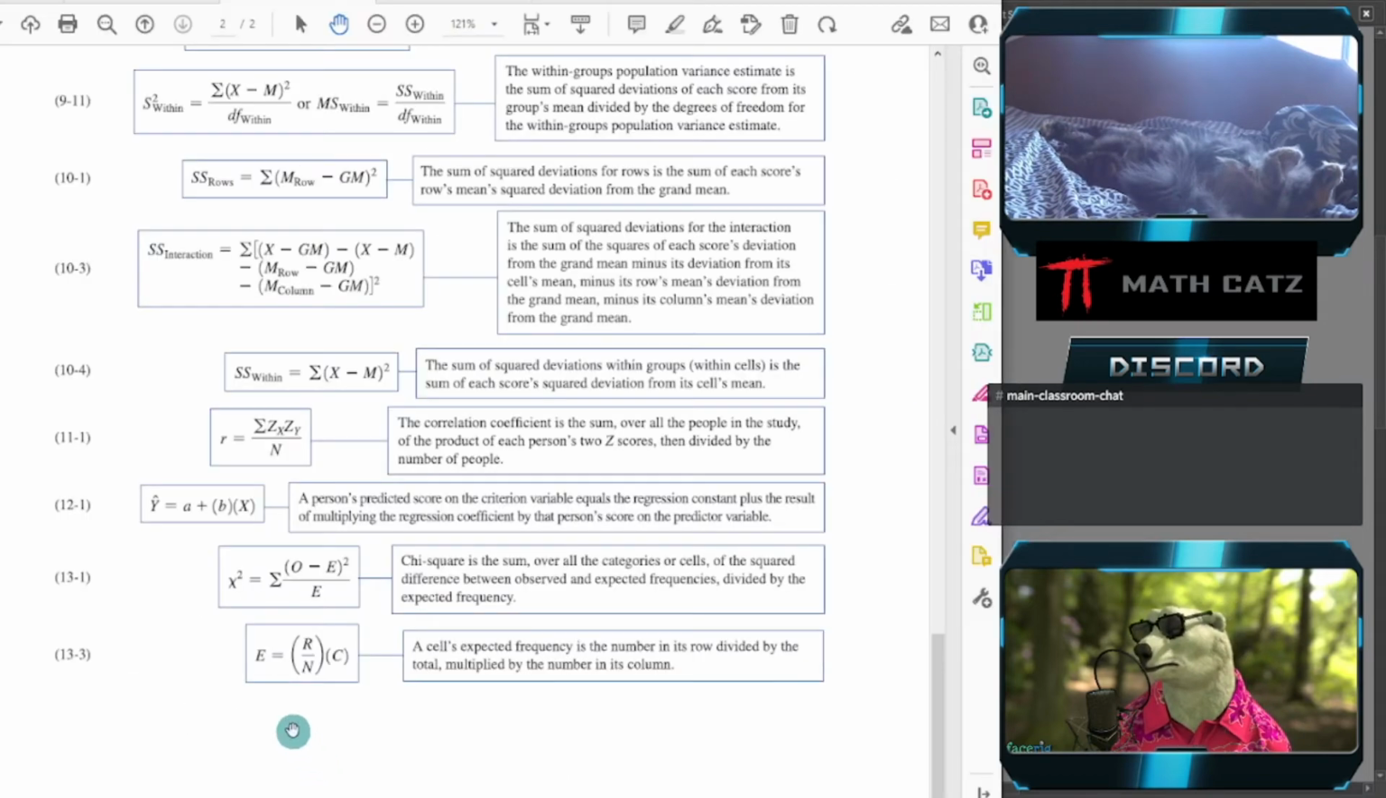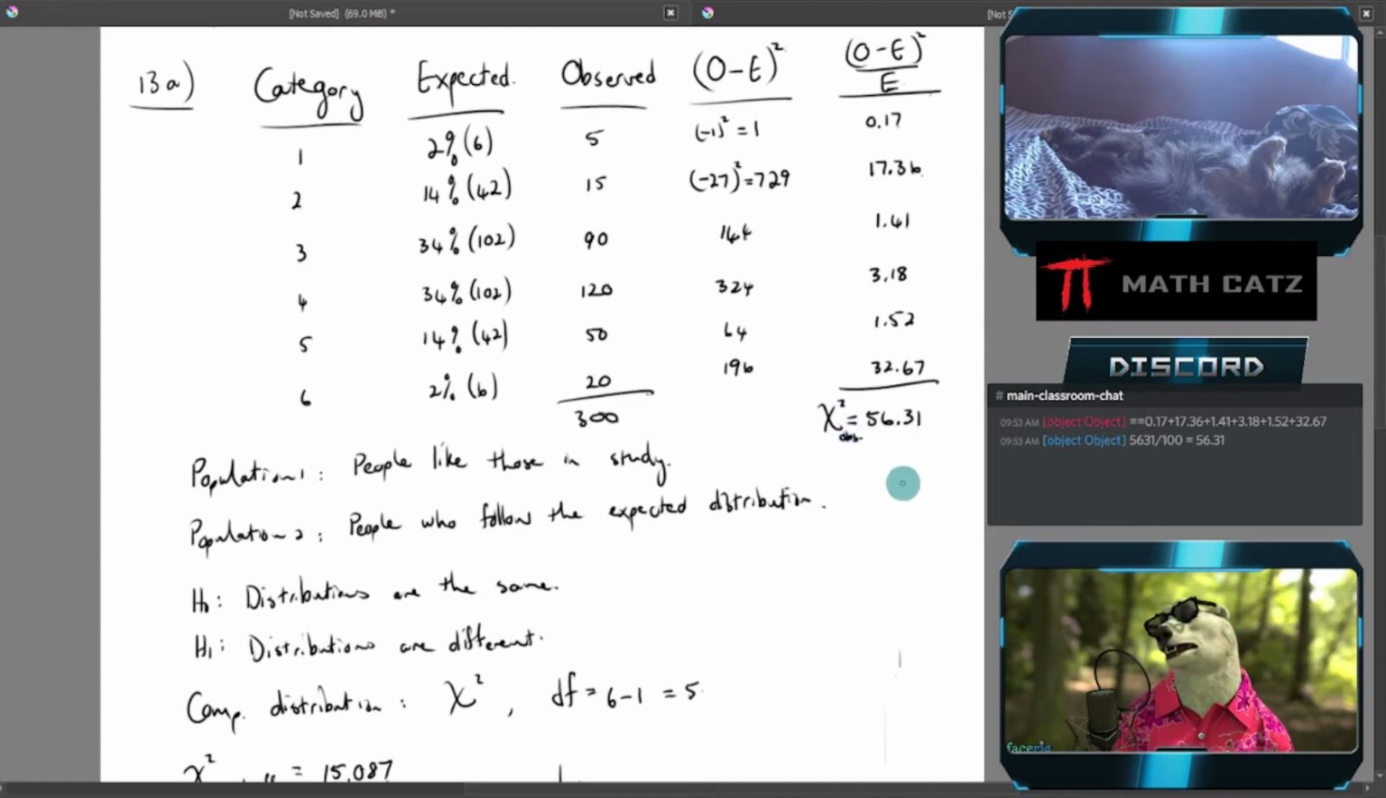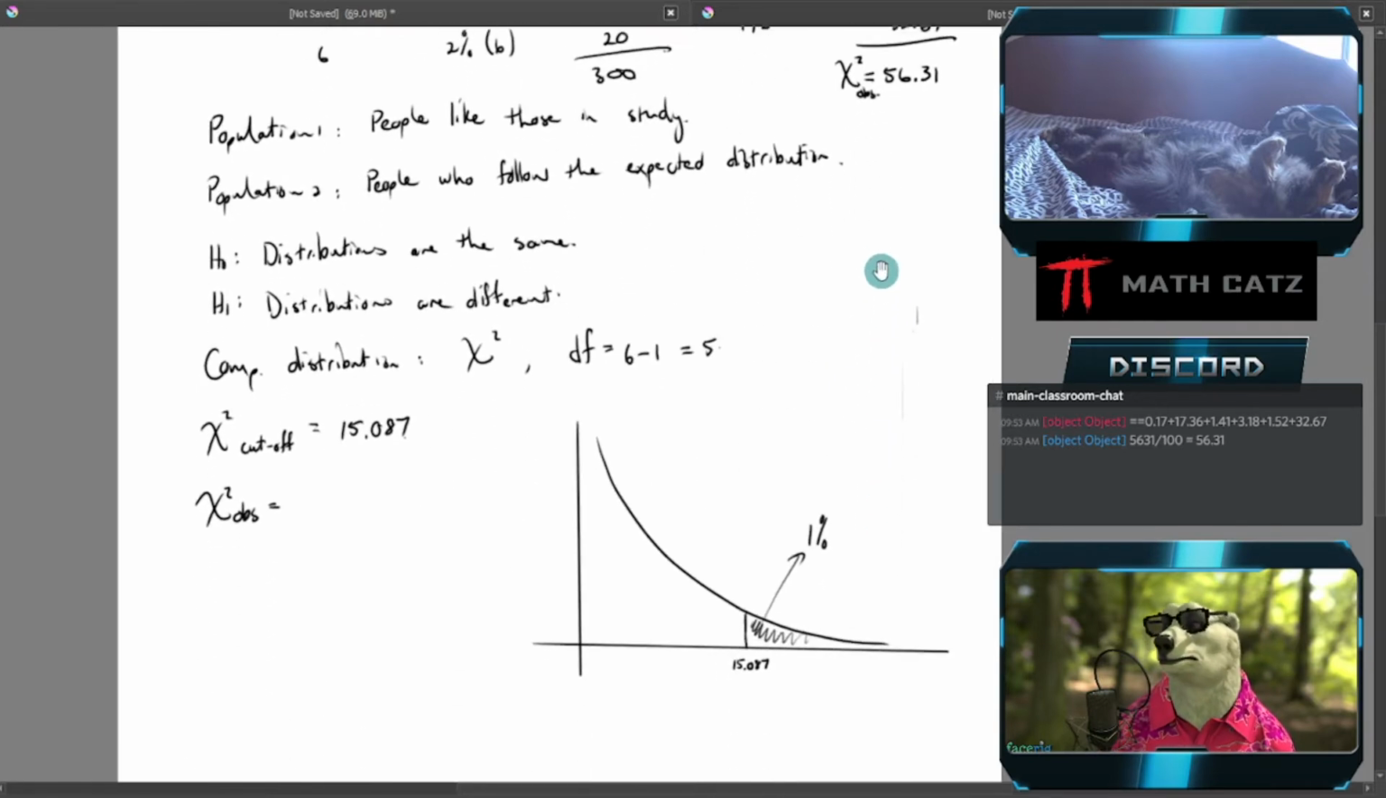All right. So now we add these up. Remember, we have our formula. We add them up. So let's do that in the chat. 0.17 plus 17.36, 1.41, 3.18, 1.52, 32.67. And we get 56.31. This is our chi-squared statistic. 56.31.